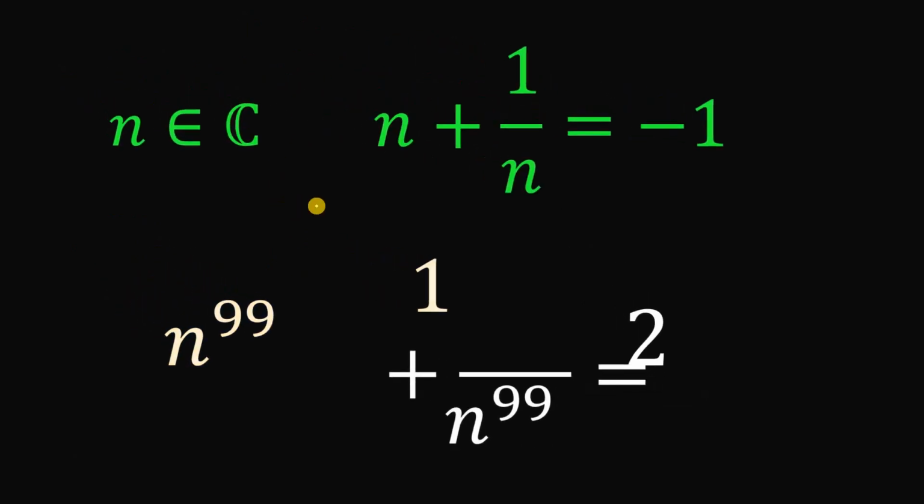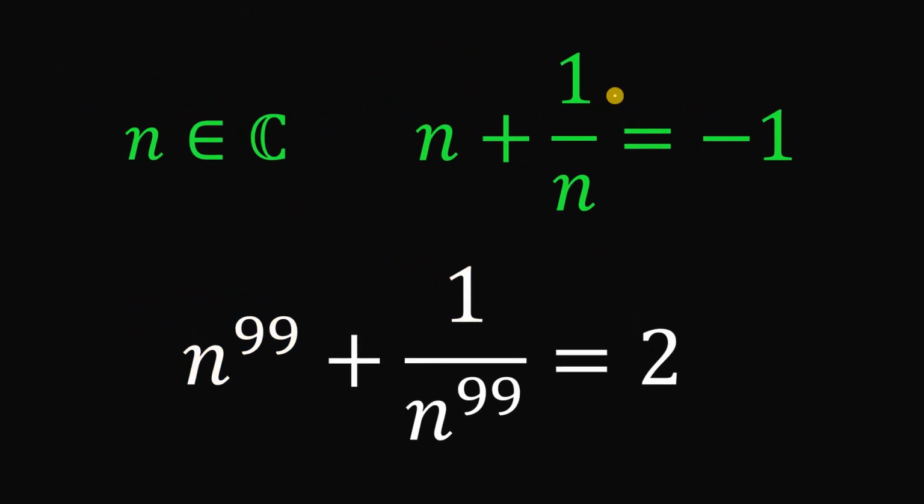Therefore, given that n is a complex number that satisfies this equation n plus 1 over n equals negative 1, the numerical value of n raised to 99 plus 1 over n raised to 99 is simply equal to 2. And as always, we are done.